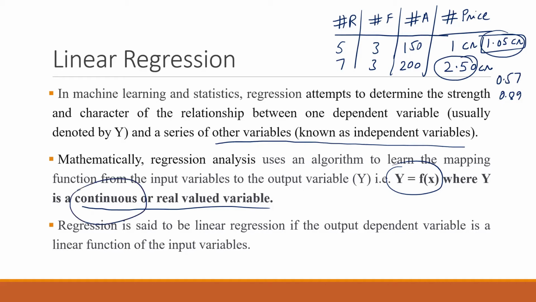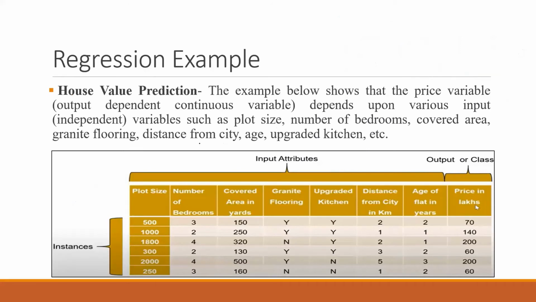So this is basically the main idea behind linear regression, and we want to fit a straight line in a way that there is minimum error in this, minimum loss. We will look into this problem again. So this is housing price, right? House value prediction. And there are multiple things. Let's say plot size, number of bedrooms, covered area in yards, granite flooring, upgraded kitchen. So multiple factors are there. And price in lakhs is there.